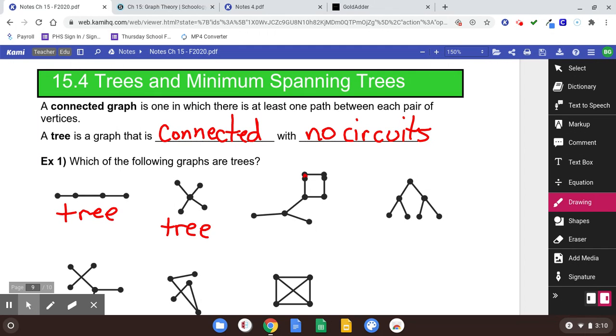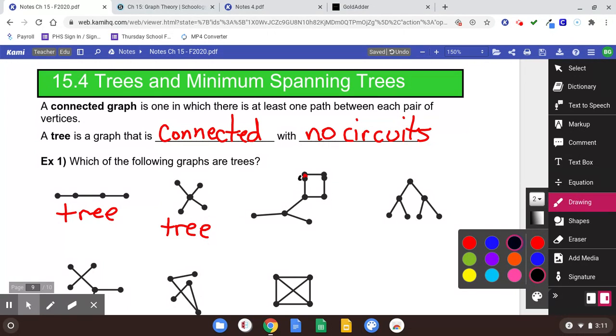This one, the picture got kind of messed up a little bit. It should actually look like this. Okay. But you can see there's a circuit right there. That's a circuit. So this is not a tree. Next one. Connected. No circuits. That's a tree.